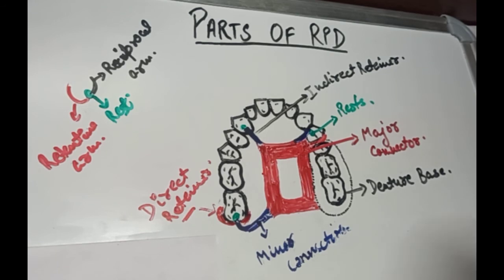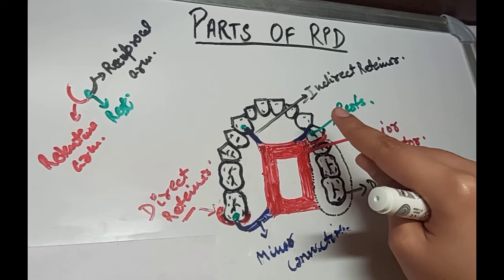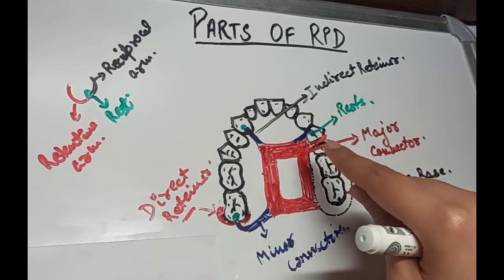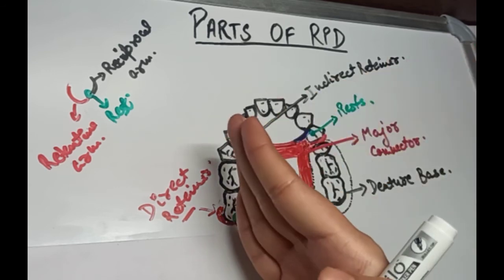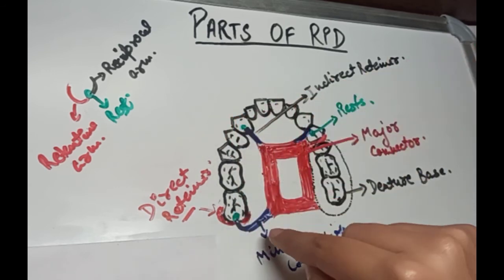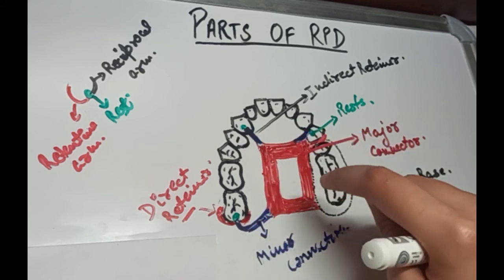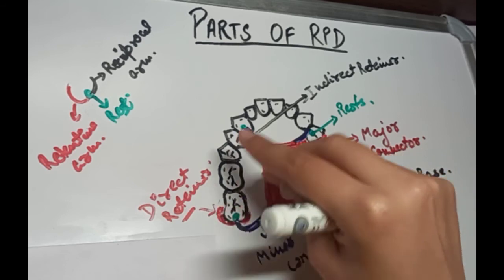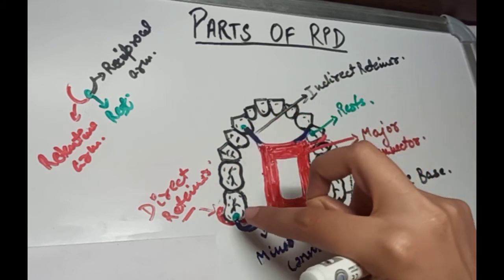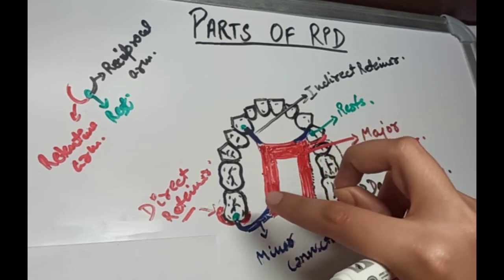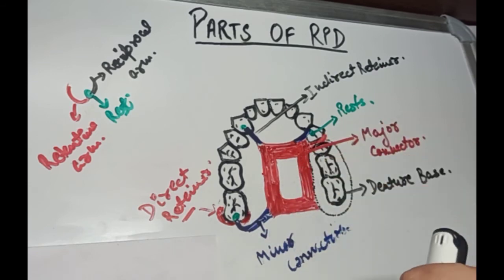So let's summarize all the components of the RPD. So first of all, we have the major connector that forms the framework of the cast partial denture and that connects one side of an arch to the other side of the arch. Then we have the minor connectors, these over here. These minor connectors connect the major connector to all the rest of the parts of the RPD. Then we have rests, these over here. These rests help to distribute or dissipate occlusal forces along the long axis of the abutment tooth.